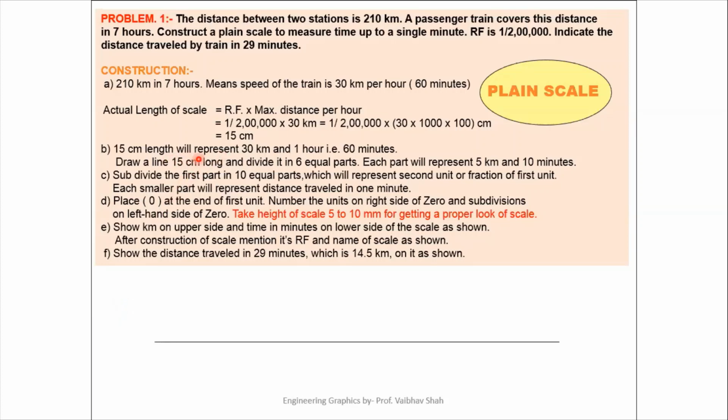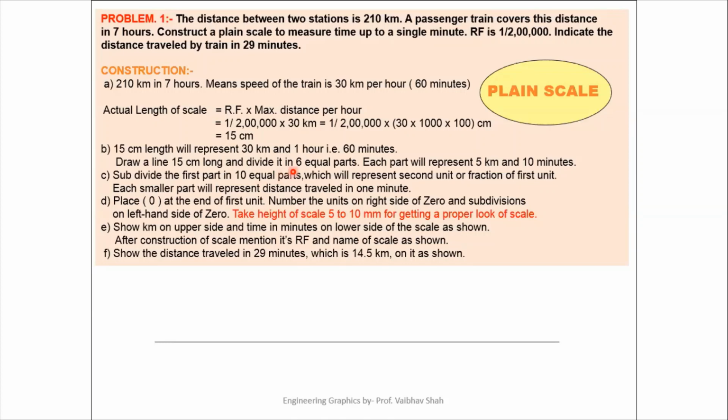Now the 15 centimeter length will represent both things, 30 kilometer and 1 hour, because we are traveling 30 kilometer in 1 hour. So it will represent two things, 30 kilometer in 1 hour, but here we have to deal with the single minute. That's why we'll take 1 hour as 60 minutes. So we'll denote 60 minutes and 30 kilometer on this scale. Now draw the line of 15 centimeter long as we have drawn.